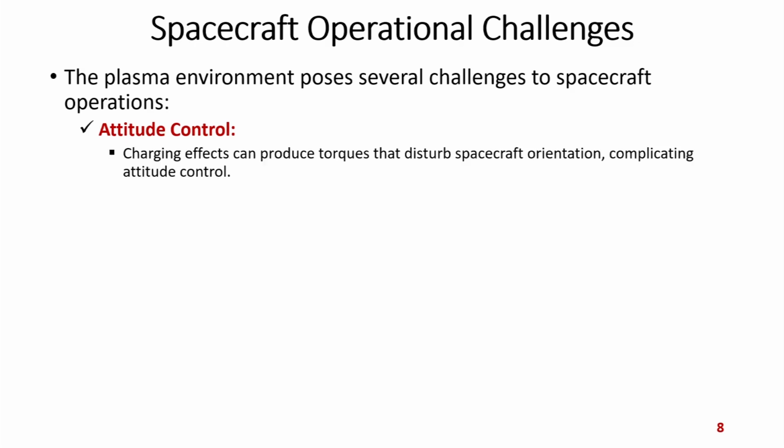The other challenge is the attitude and orbit control system. What happens when a spacecraft gets charged because of the plasma environment? Consider a charge moving in a magnetic field, and the Earth has a magnetic field. Whenever a charge moves in a magnetic field, there is the Lorentz force on it, and that force can change its attitude or even its orbit. In that case it will complicate the attitude control.